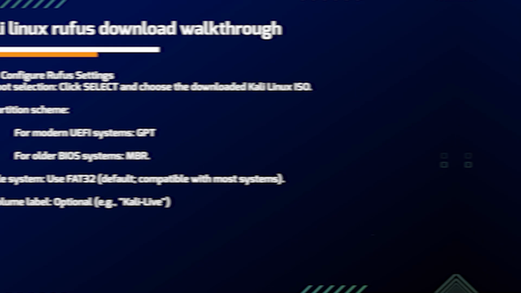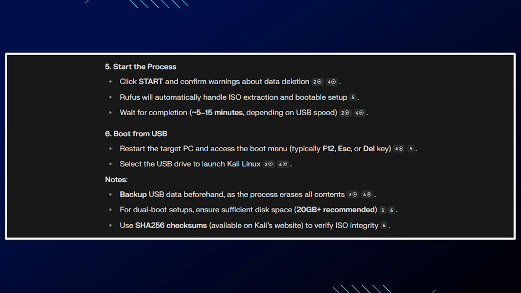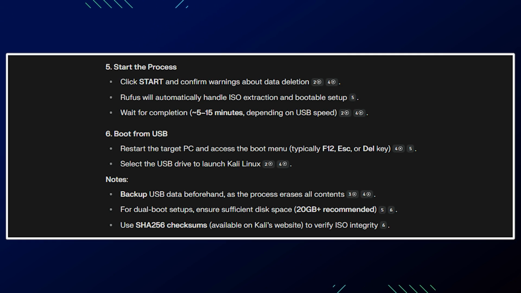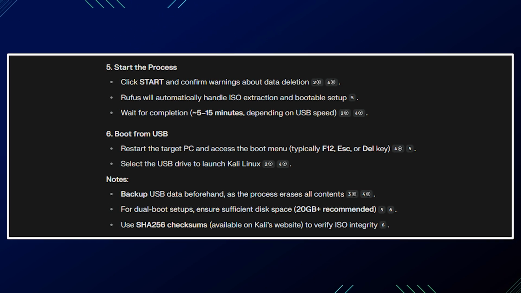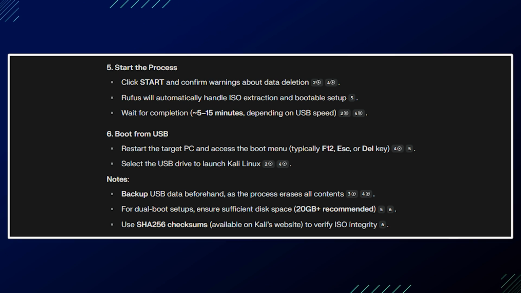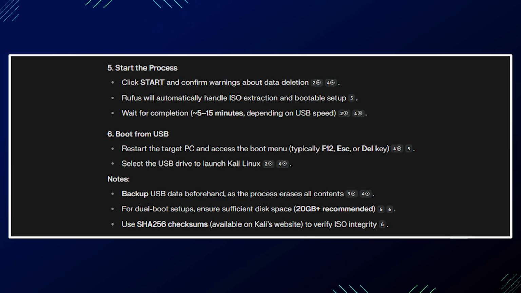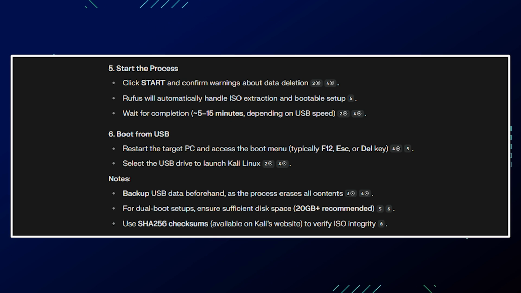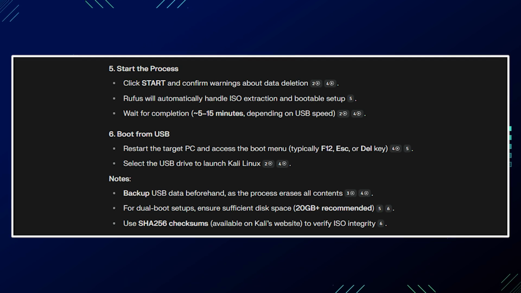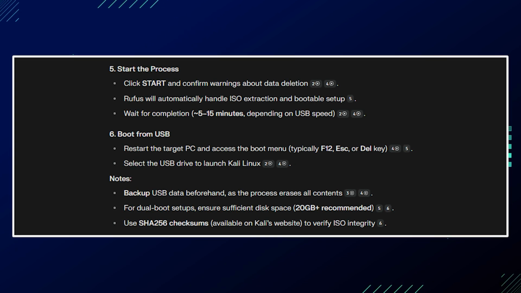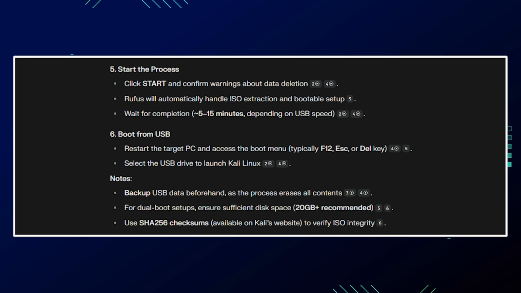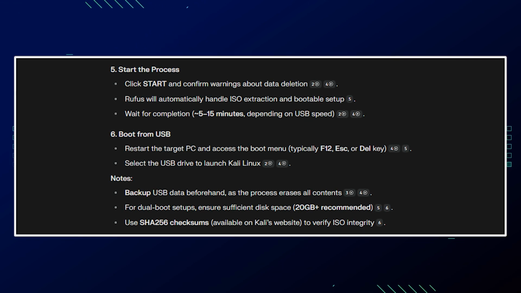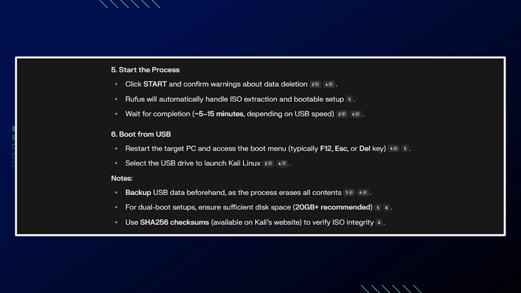Then start the process. Click Start and confirm warnings about data deletion. Rufus will automatically handle ISO extraction and bootable setup. Wait for completion, about 5 minutes depending on USB speed. Boot from USB: restart the target PC and access the boot menu, typically F12, Escape, or the Delete key. Select the USB drive to launch Kali Linux.